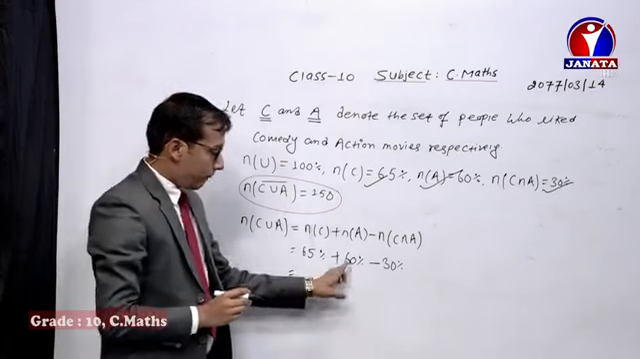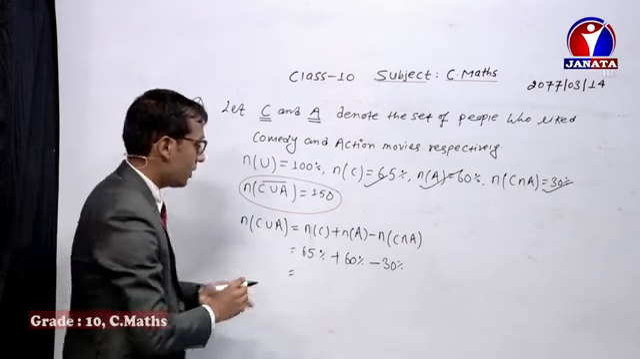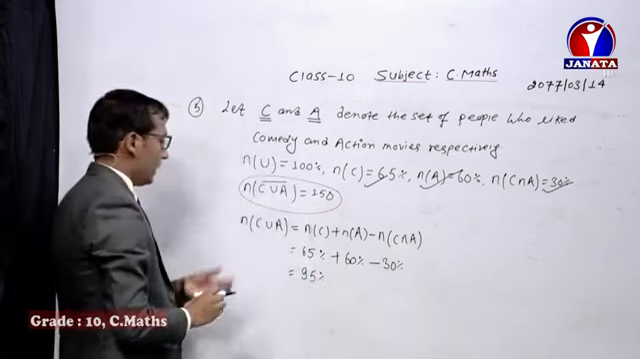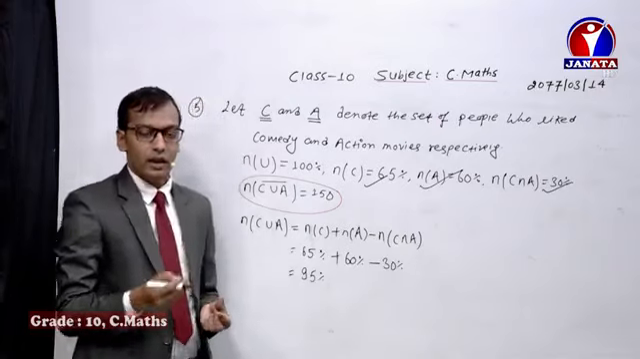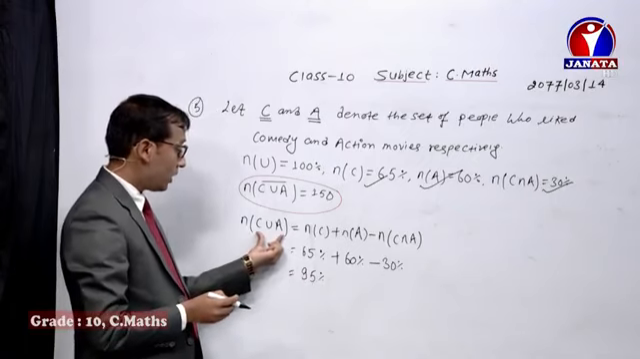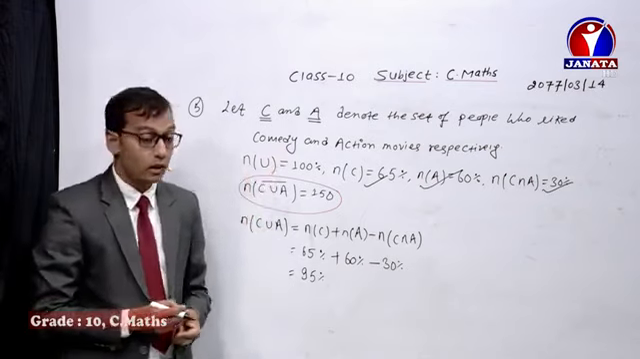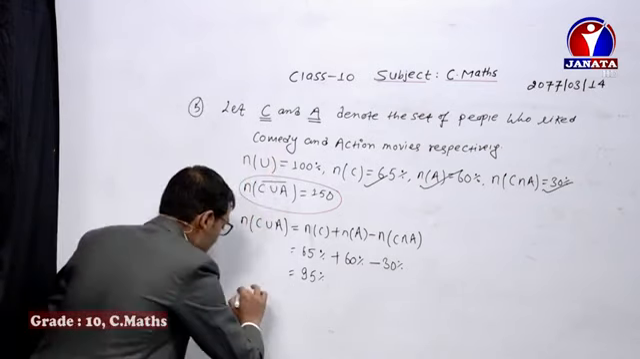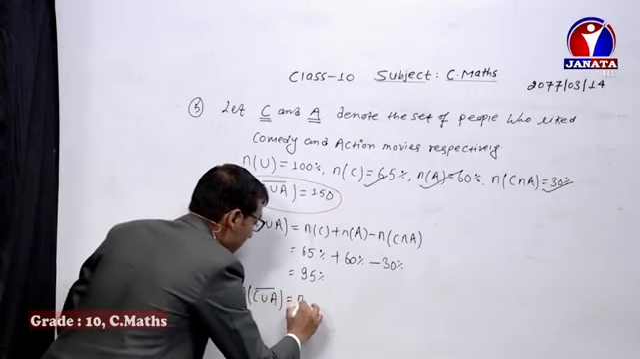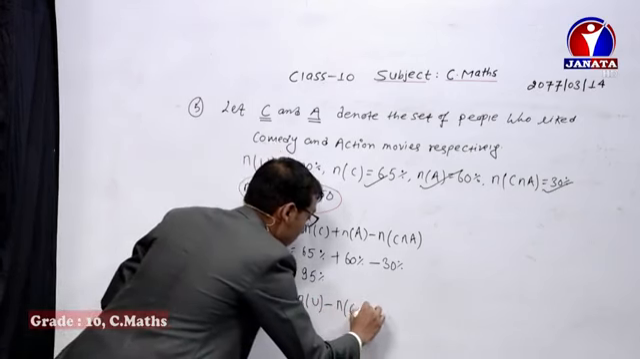Okay, so it's 60% minus 30 is 30. So 30 plus 65 is 95. N of C union A is 95. Now if we deduct N of C union A from N of U, we obtain the complement. N of (C union A) complement is N of U minus N of C union A.